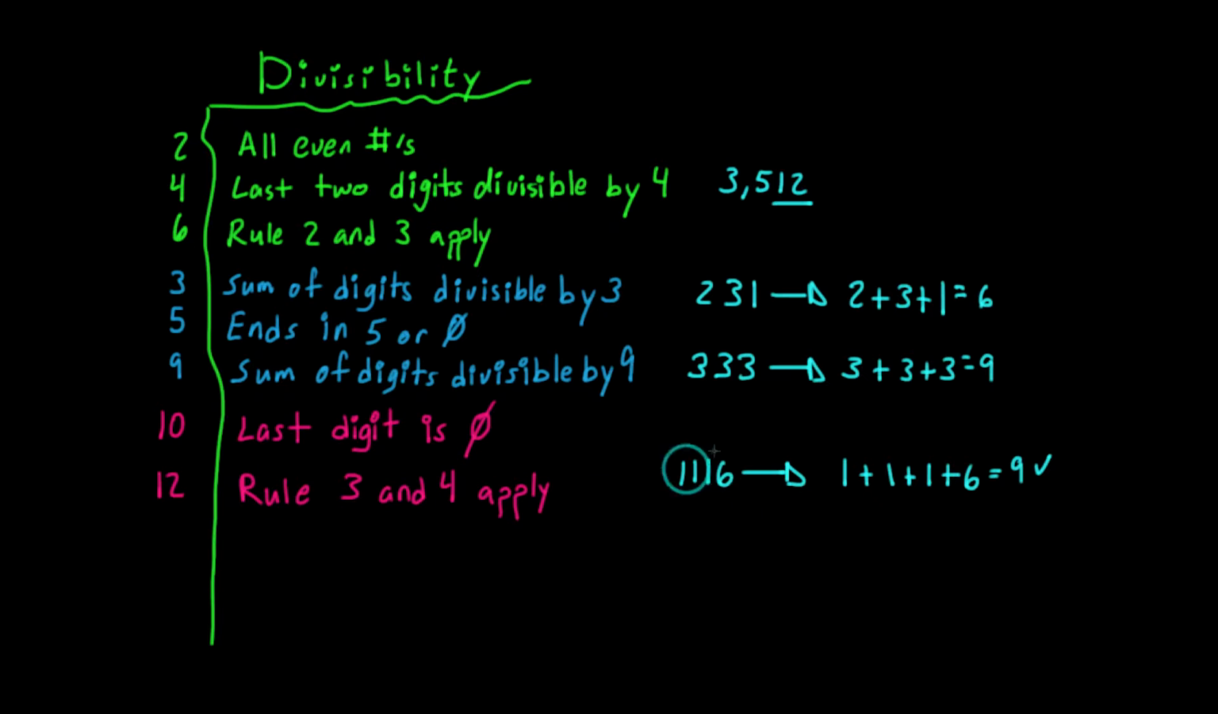12 might be divisible by this number, but I've got to make sure that the rule of 4 also works. The rule of 4 says the last two digits must be divisible by 4. Since 16 is divisible by 4, the rule of 4 also checks out. Therefore, 1,116 must be divisible by 12. Cool stuff.